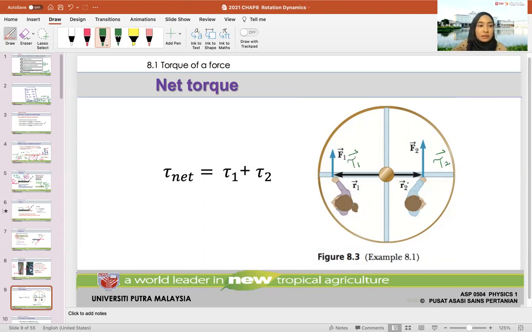Okay, so that's another issue. First, we need to know how to find torque. Second, how do we add them together? So we'll talk about that.